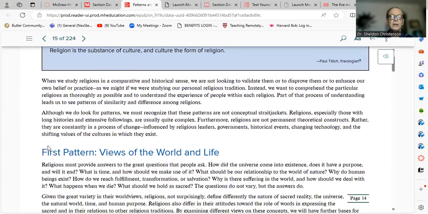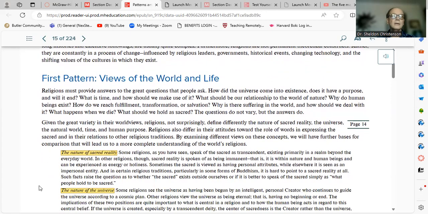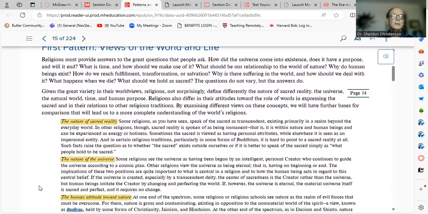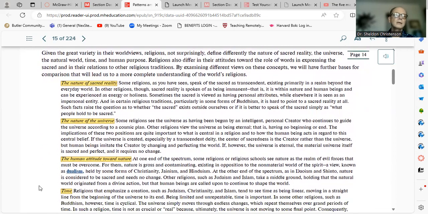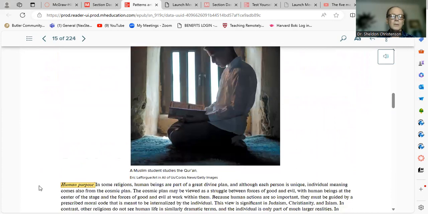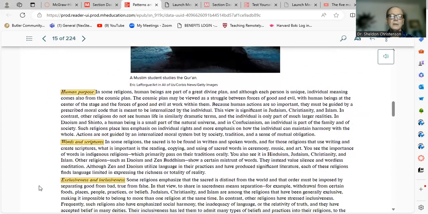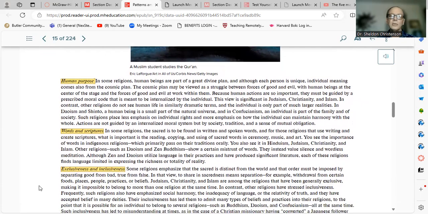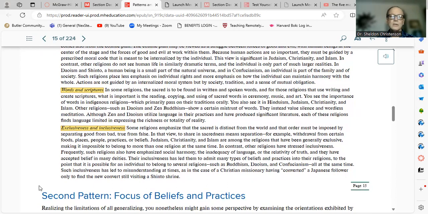All right. There are 3 patterns we look at. Views of world and life is the first one: the nature of sacred reality, nature of the universe, human attitude towards nature, and time. What is the human purpose? What words and scriptures are important in that religion? Exclusiveness and inclusiveness, who's in, who's not.